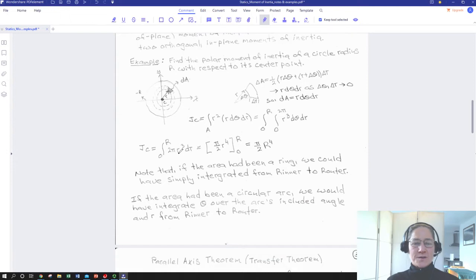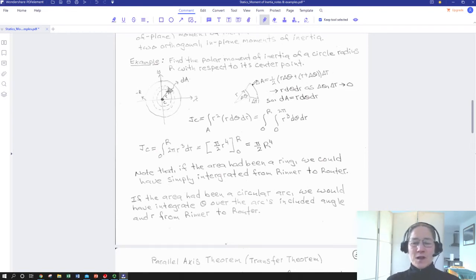Okay, so here's a classic example. Let's take a ring or a disc. It doesn't get much more polar than a circle. So we're going to define our circular area element right here, and we're going to put it at a radius r, and we want to know what the polar moment of inertia of an entire circle, like a disc, a filled-in circle, not just a hoop.